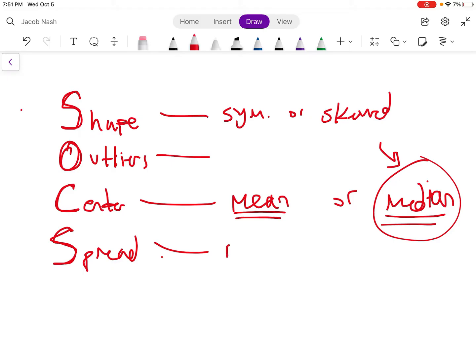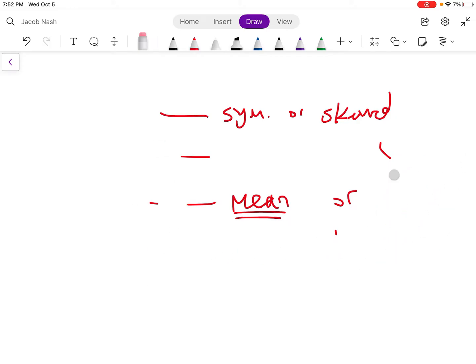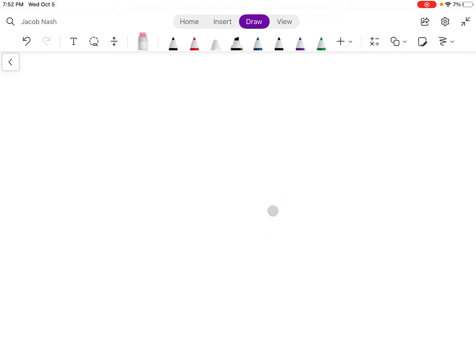The spread is simply the range and standard deviation. I already made a video about this, so I hope that you know what those things are. Alright, so that's SOCS. We always want to use those four things if you have an FRQ in which you have to compare data. You talk about it. You don't just say the standard deviation is this. You say the standard deviation of something is higher than something else.